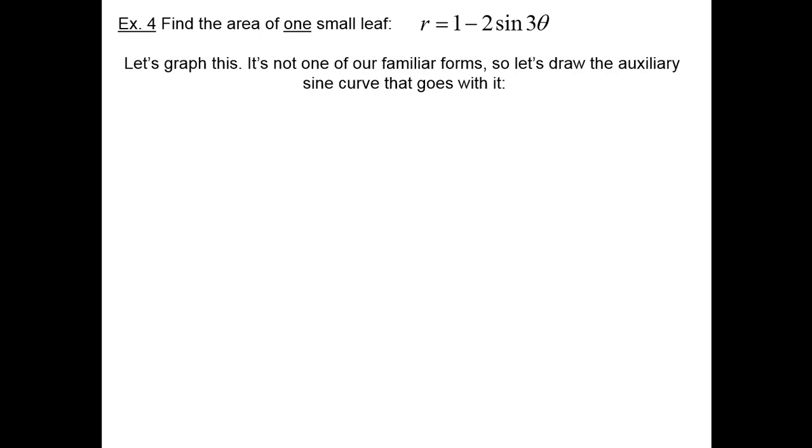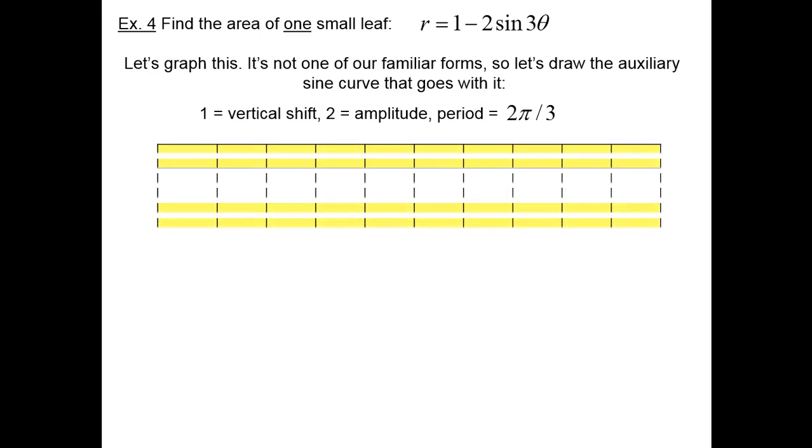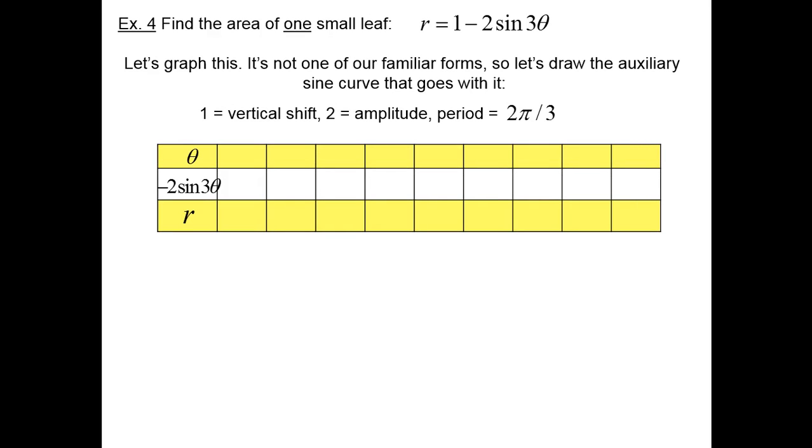Let's try another one. Find the area of one small leaf of this function. So this isn't one of the ones that I gave you on the handout the other day. This one's a little bit different. So let's go ahead and graph the auxiliary sine curve that goes with it. Now, if you wanted to just go through and plot points on the polar curve, you could do so. But I want to show you what this looks like. If we were to graph this back like we did in pre-calc, the regular old sine curve, the period is 2 pi over 3.